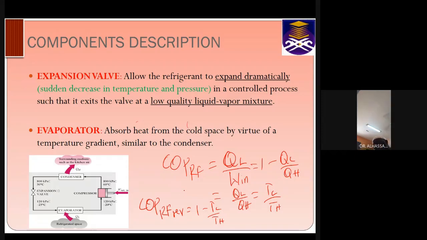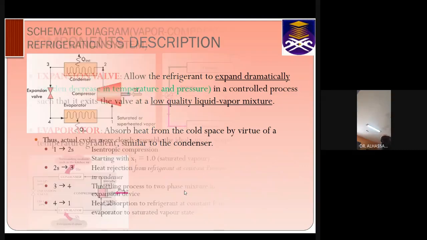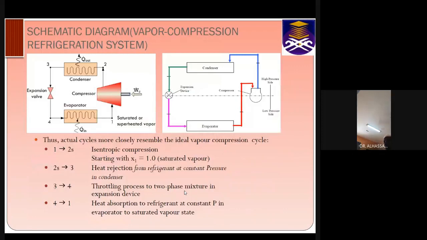Then we also discussed the heat pump. The heat pump has similar features to a refrigerator, but the difference is that for a heat pump, the desired output is always the heat that is emitted at a higher temperature. So QH is the desired output for a heat pump. We also mentioned the reverse refrigeration cycle.